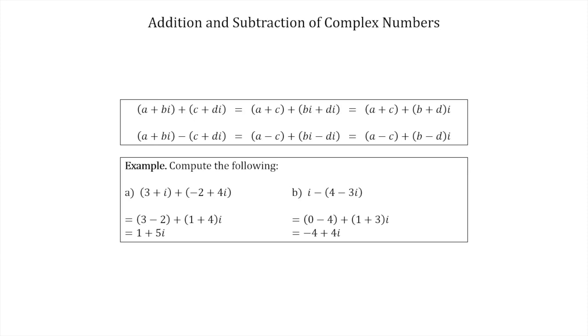Okay, so hopefully you understand how, if we have two complex numbers, we can add them up or subtract them. We just add up or subtract their real parts and add up or subtract their imaginary parts.